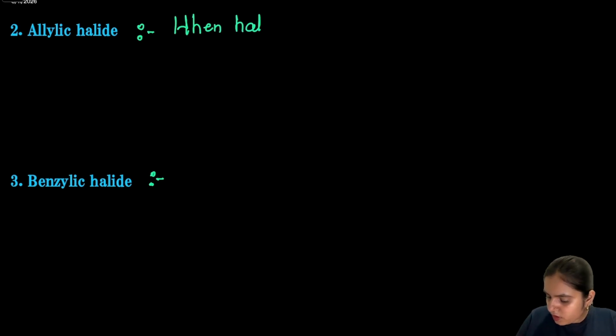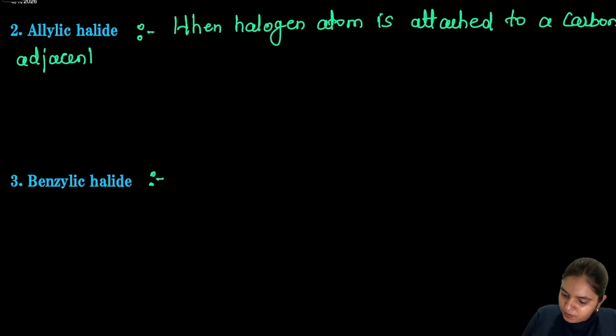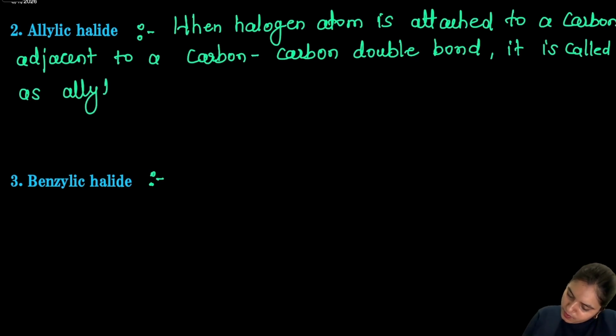There are two special types of halo compounds that we should remember: allylic and benzylic halide. Okay, so what is allylic halide? When the halogen atom is attached to a carbon adjacent to a carbon-carbon double bond, then it is called an allylic halide. Okay. So what is allylic carbon?